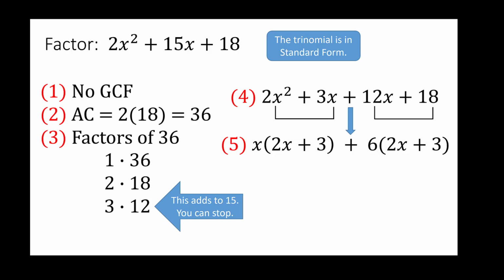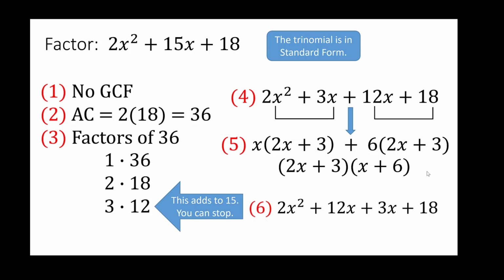Now you notice you have a common binomial. So you factor the common binomial to the front, and the leftovers, which are the x and the plus 6, will be your second binomial. Now you can certainly do this in the other order, x plus 6 times 2x plus 3. That's a personal preference. I personally prefer to put the common binomial first and the leftovers in the second binomial. But you may put the leftovers, quote unquote, the GCFs, in the first binomial and the common binomial in the second one.